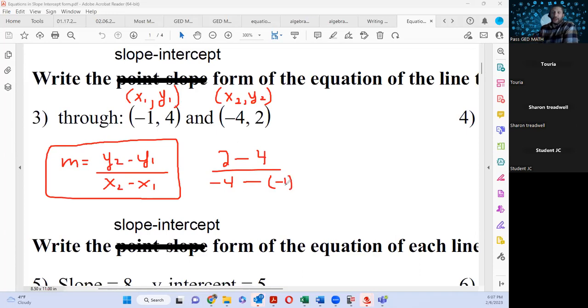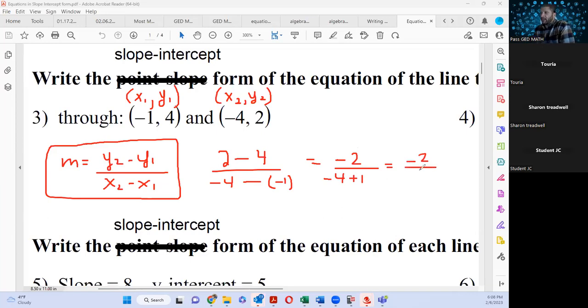Now, if you notice, just for habit, if I have a negative number here, I put it in parentheses. That way I won't get confused between the negative sign in the formula and the negative sign for the number. So 2 minus 4 is what? Negative 2. And then 2 negatives make a what? Positive. Yes. So we get minus 2.